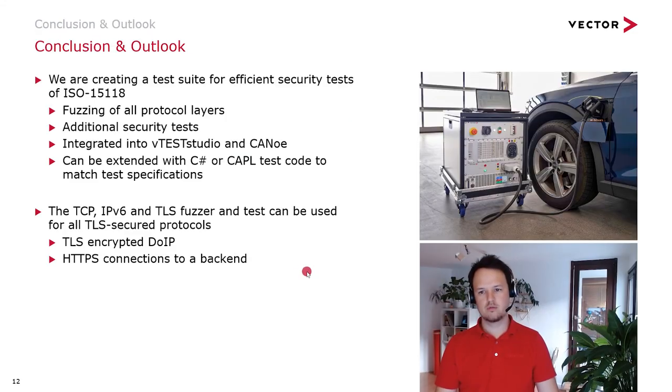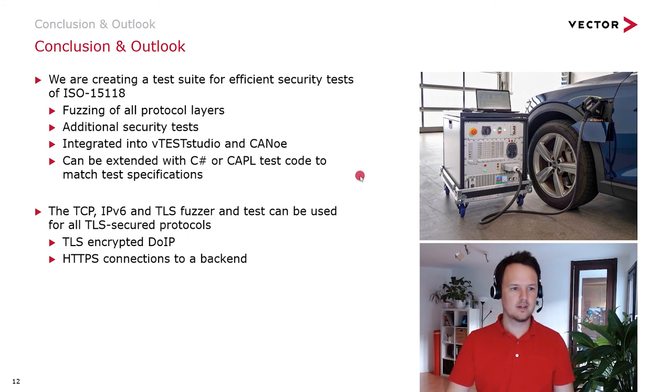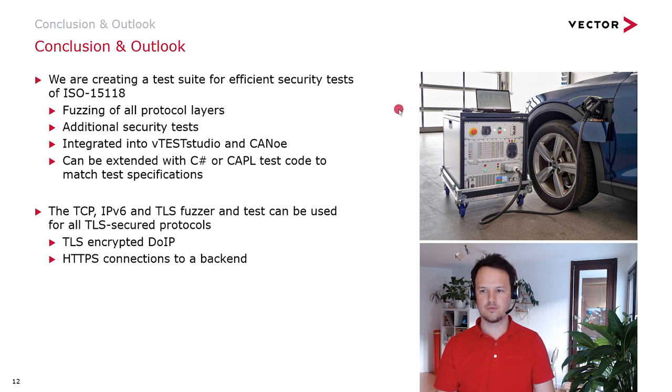To give you a conclusion, our secure test suite for ISO 15118 can fuzz all protocol layers. We also have additional security tests in there, for example, we can check whether it accepts a null cipher. It's well tested and well integrated into vTESTstudio and CANoe. Therefore, it can be used with real cars in a setup like this, but it can also be used against a simulated ECU as a virtual target. And of course, you can also use our test suite as a base for your own tests and extend it with C# or CAPL code.